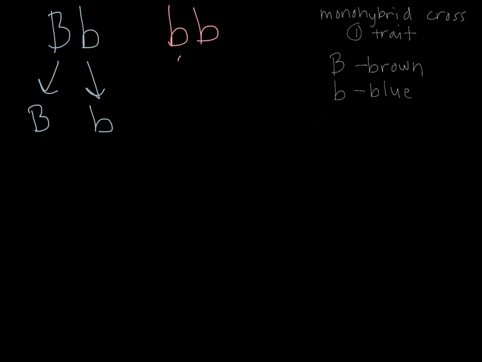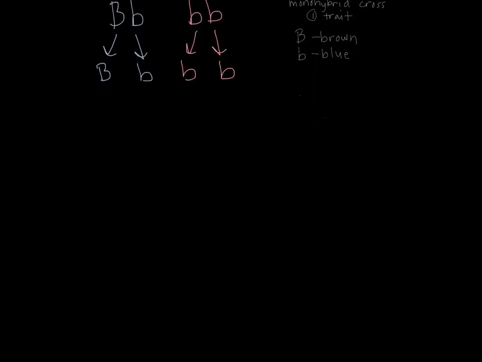So now mom can only pass down a small b. That's the only option she has. So her gametes will always be little b. Now let's go ahead and draw out our Punnett square. Make some room for us here.